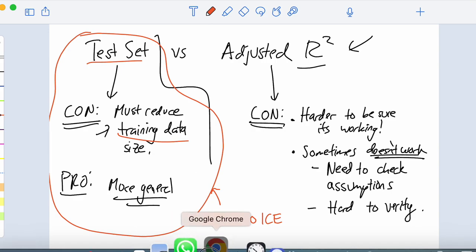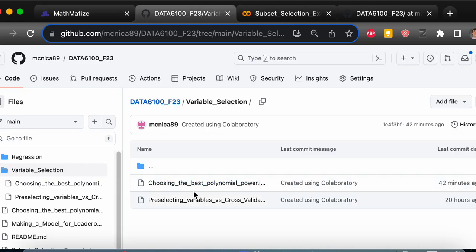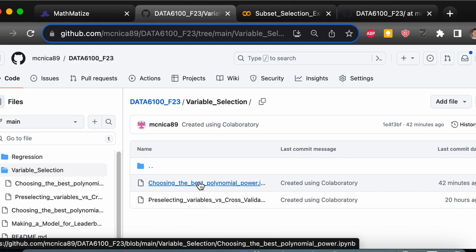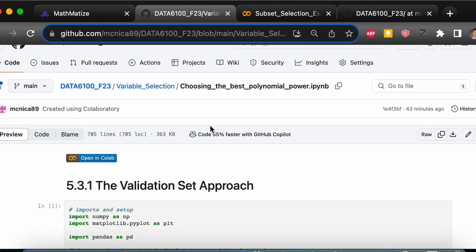Okay, so to start with, let's do this polynomial one, which was mentioned. So let's see, can I click on this? So this is, again, all on the course GitHub.